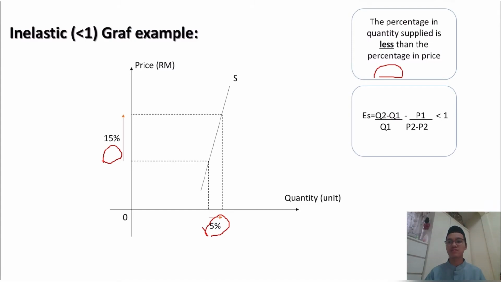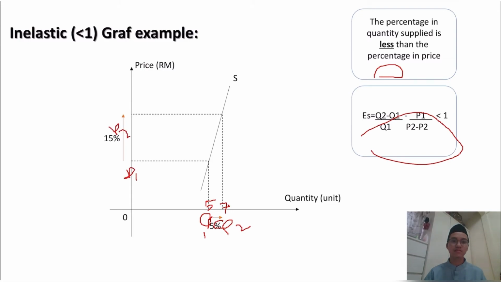For those who don't know how to use this formula, let me quickly show you how to do it. Let's say this is quantity 1, quantity 2, and let's say this is 5 and 7. This is price 1, this is price 2. Let's put the amount here, maybe 2 and 4. Just put all of these numbers into the formula.